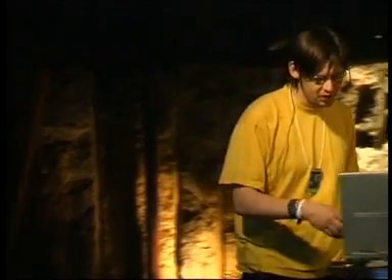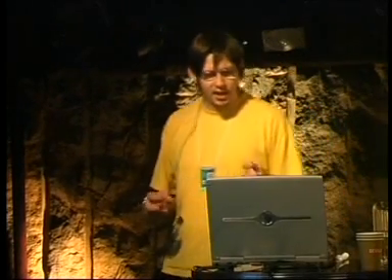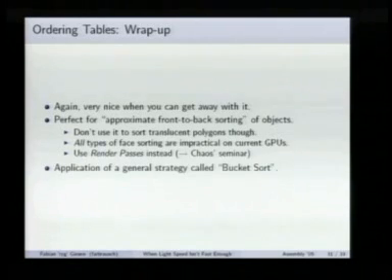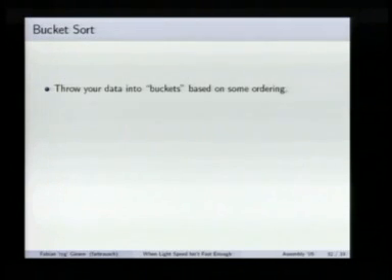And it turns out that ordering tables are an application of a general strategy to sort called bucket sort. I'll explain that. You throw your data into buckets based on some ordering. Say you have, for example, a set of 1,000 letters, and each of them has a colored bar, say red, yellow, orange, whatever. And you want to sort those documents based on their color, because it has some relevance.